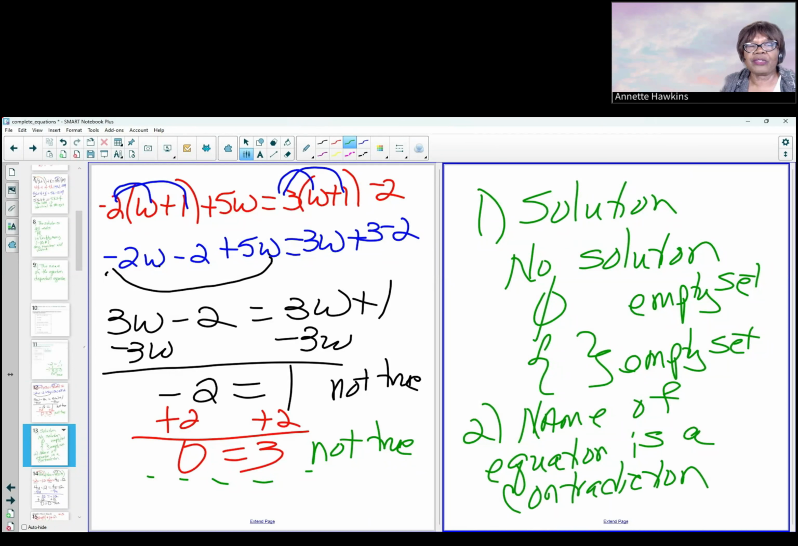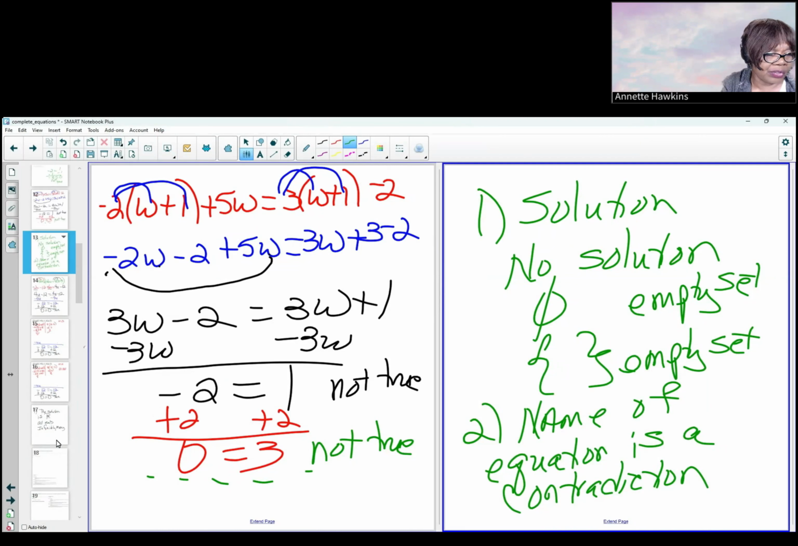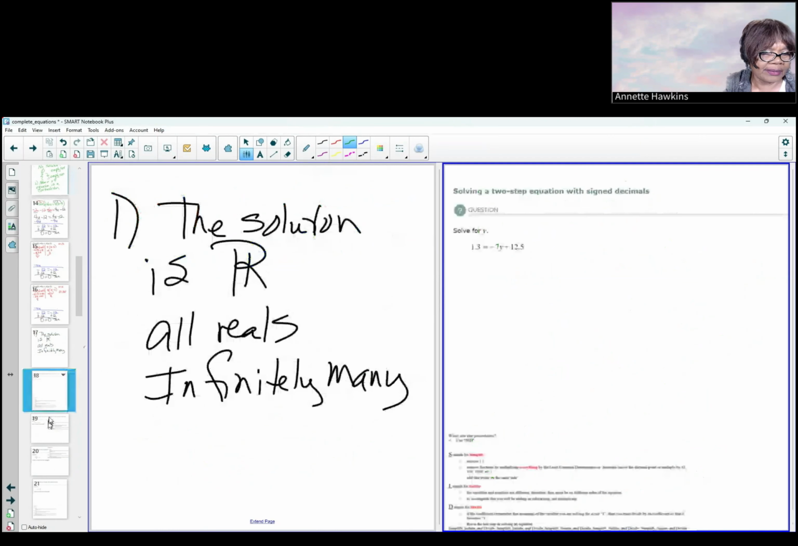Okay. So you could have two types of equations. Now, okay, you can have a conditional equation or consistent equation. That means we have a solution. You can have a contradiction, or you can have that dependent solution. Okay.